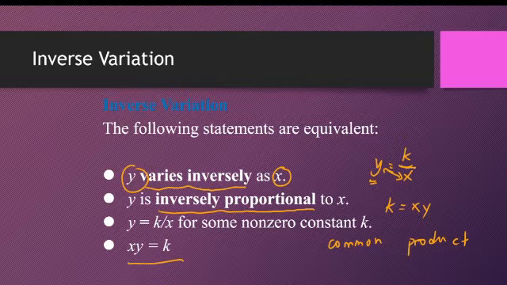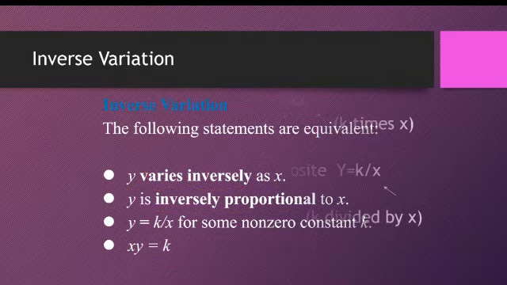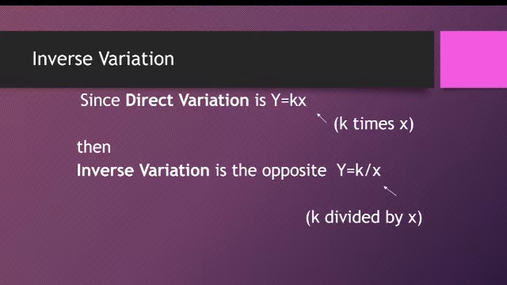So let us investigate more about the concept of inverse variation. So since direct variation is y is equal to kx, k times x, then inverse variation is opposite. That is y equal to k over x. So k divided by x. Sa direct variation, k times x, while sa inverse variation, k divided by x. Tapos in terms naman of constant, sa direct variation, we have the common ratio, while sa inverse variation, we have the common product.